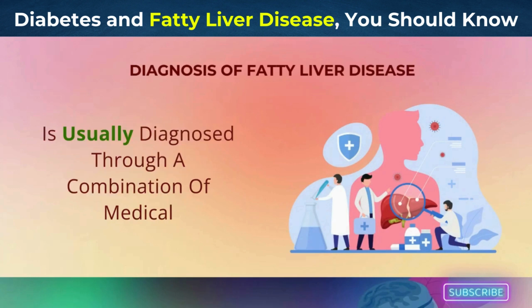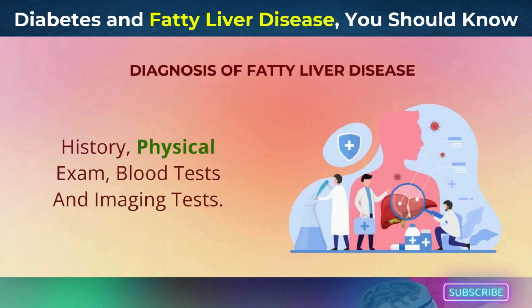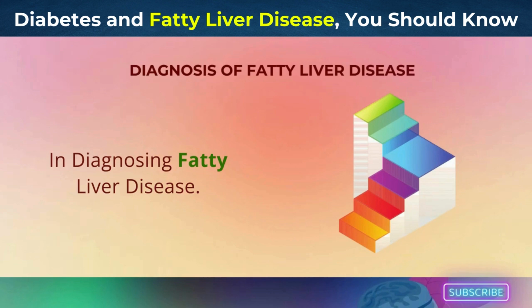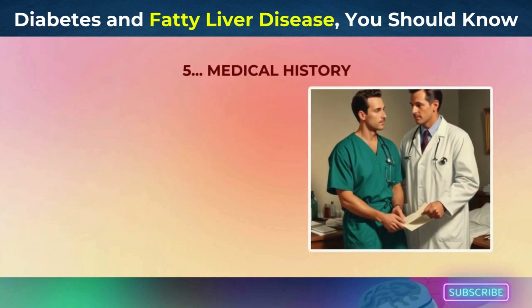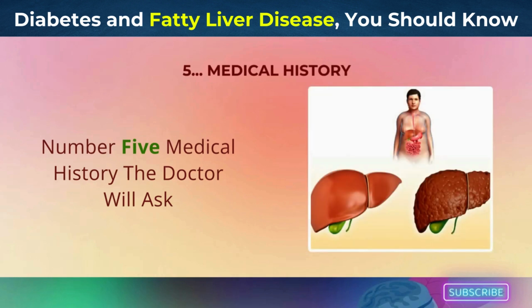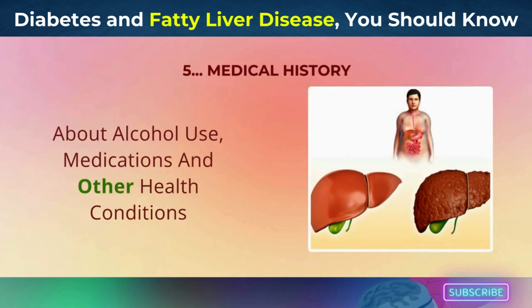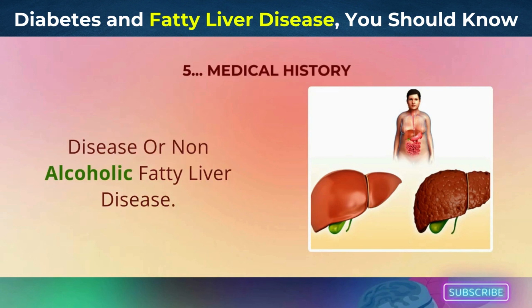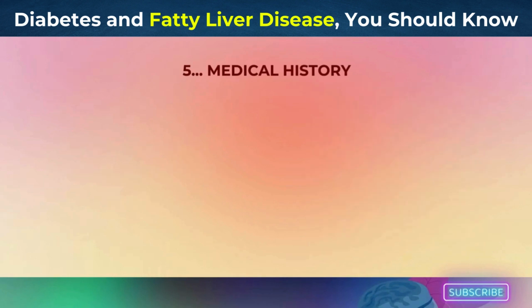Fatty liver disease is usually diagnosed through a combination of medical history, physical exam, blood tests, and imaging tests. Here are the key steps in diagnosing fatty liver disease. Number 5. Medical history. The doctor will ask about alcohol use, medications, and other health conditions to determine if it is alcoholic fatty liver disease or non-alcoholic fatty liver disease.